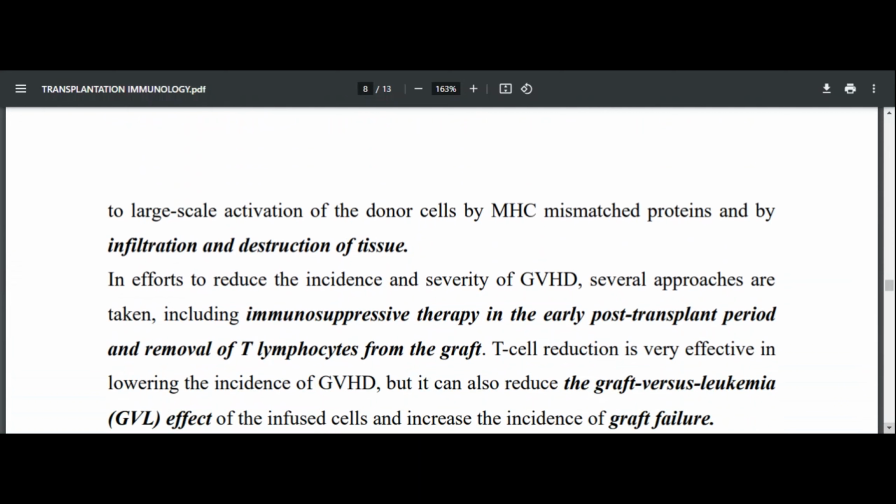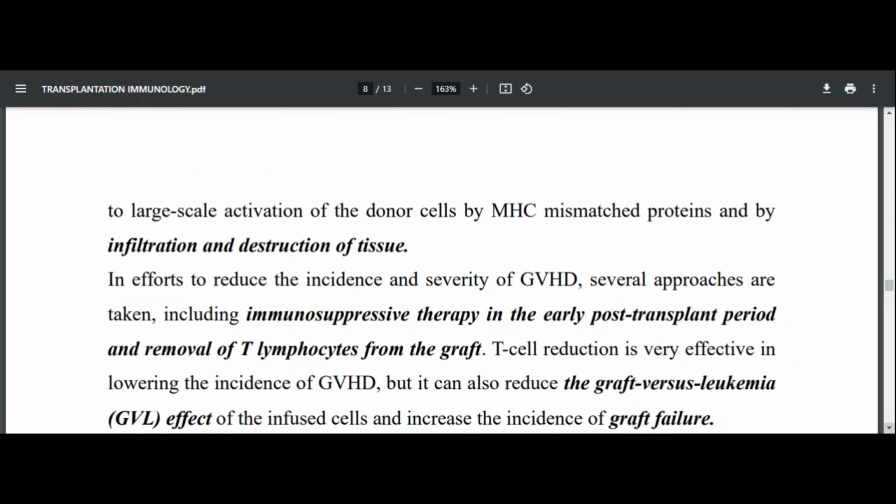In the effort to reduce this problem, several approaches are taken, including, first of all, immunosuppressive therapy in the early post-transplant period and removal of T lymphocytes from the graft. That can also help. It is almost the same mechanism as what happens in blood transfusion-associated graft-versus-host disease. It is also the problem of T lymphocytes.